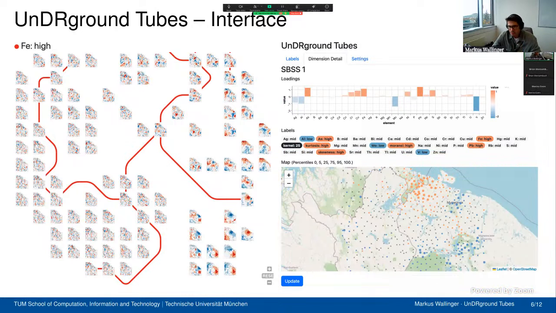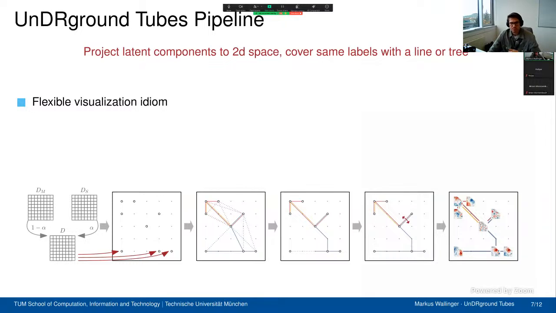So the detailed view is fairly standard visualization design out of the toolbox that we have available. But what we introduced is exactly this overview view. This is what we call the UnDRground tubes pipeline. To really briefly mention it, what we want to achieve is to project the latent components to the two-dimensional space and then connect the components with the same labels by either a line or a tree.